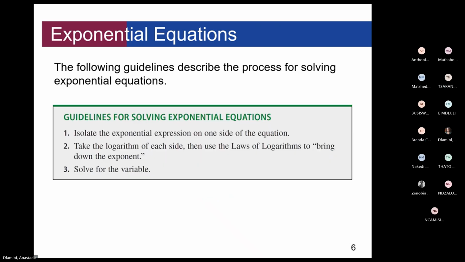Now they say the following guidelines describe the process for solving an exponential equation. Guidelines for solving an exponential equation: isolate the exponential expression on one side of the equation. Take the logarithm of each side, then use the laws of logarithms to bring down the exponent. Then solve for the variable x. Are the guidelines clear? Yes, no? Clear, ma'am.